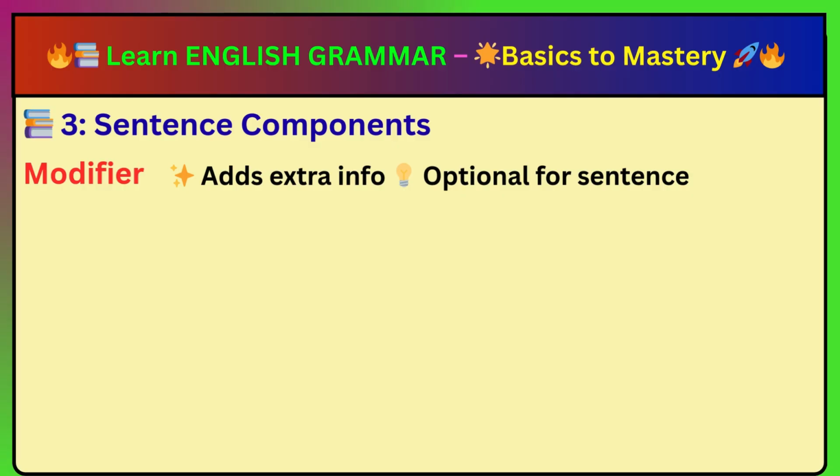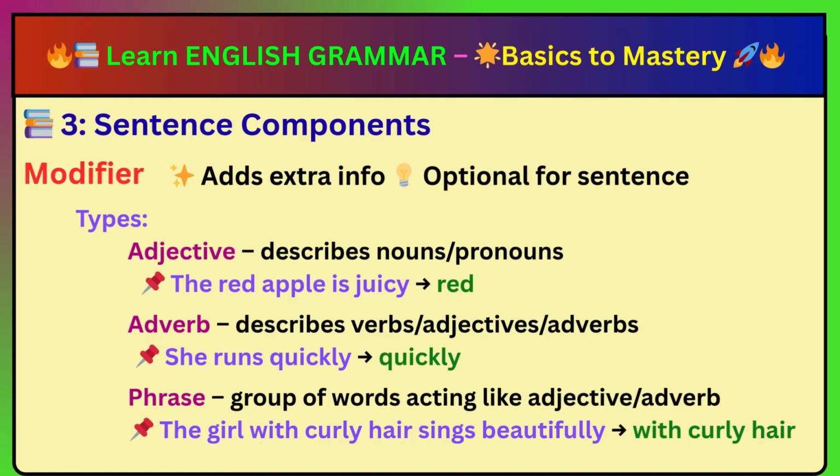Modifiers have three types. 1. Adjective modifiers. These describe nouns or pronouns. They tell what kind, which one, or how many. Examples. The red apple is juicy. Here, red describes the apple.